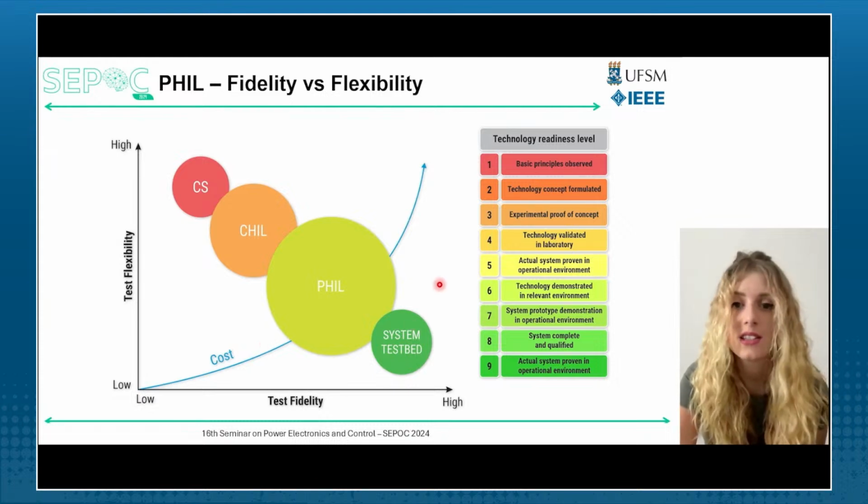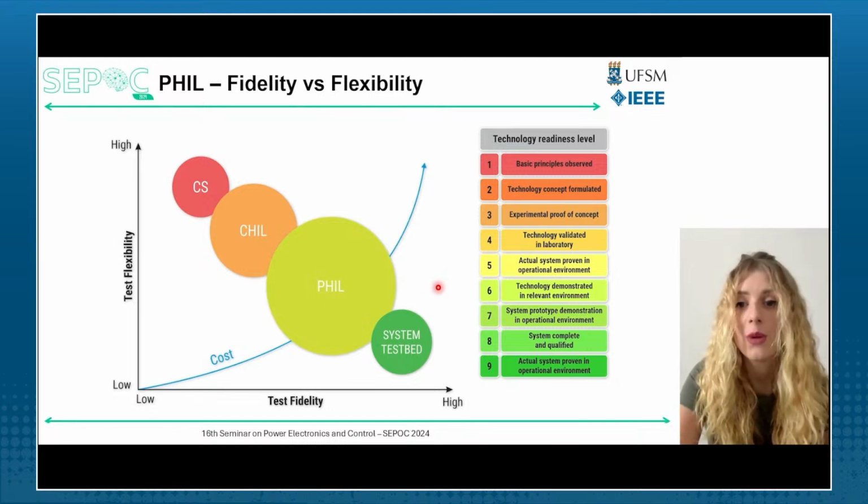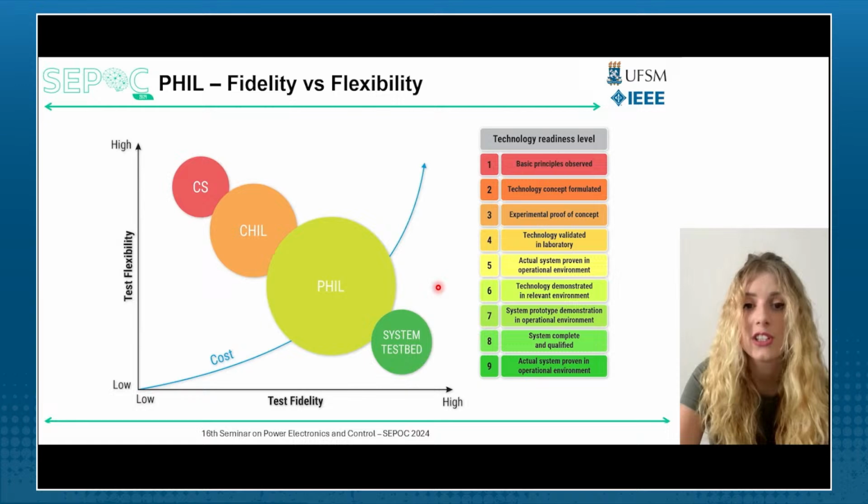And the last thing is the system testbed. System testbed provides the best fidelity, but the downside is that it is typically developed for a few dedicated applications, and it doesn't have this wide coverage of test cases for different applications because it's usually built for a specific purpose.